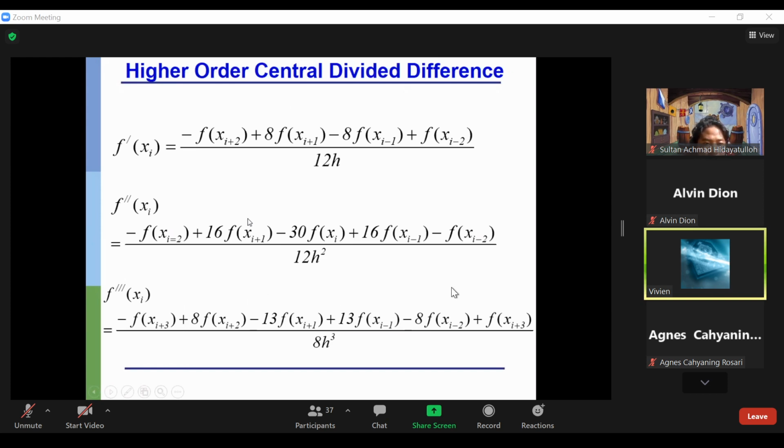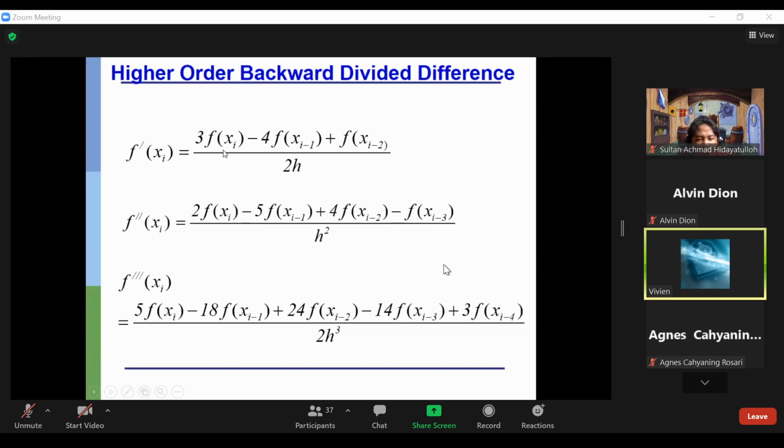And also for the central divided difference, this is for fourth order. So this is the central divided difference higher order scheme, which is fourth order, because the lowest order for the central difference is second order. Now for the fourth order, the calculation for the first derivative or the gradient will be shown as this one. So we see here that when we increase the order of accuracy, the dependency on the surrounding cells increases.